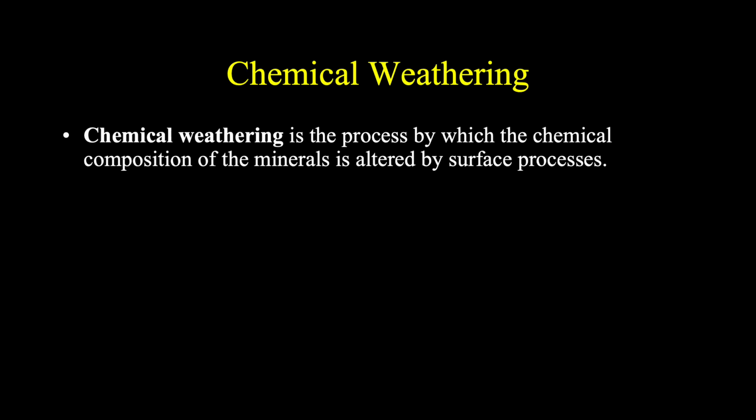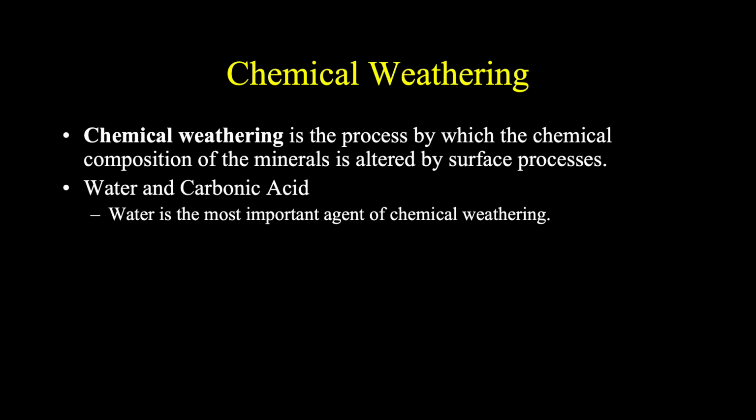Now, there are a number of processes by which the chemical composition of the rock can be changed. One of the more important of these is water and carbonic acid. Water is the most important agent of chemical weathering. I believe I've pointed this out before, but it should amaze you how many places water is important. Water is often the most important agent in many processes. Water can dissolve oxygen and thus be a powerful oxidizer. This can affect especially iron minerals, helping to oxidize them, helping them to rust.